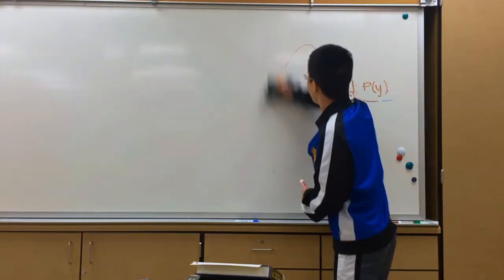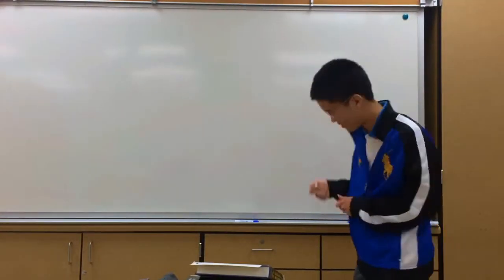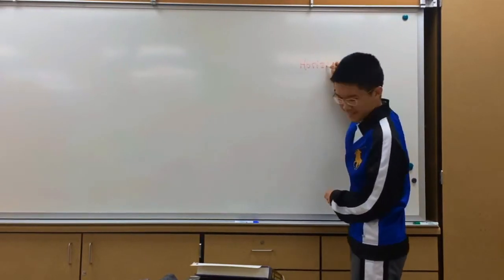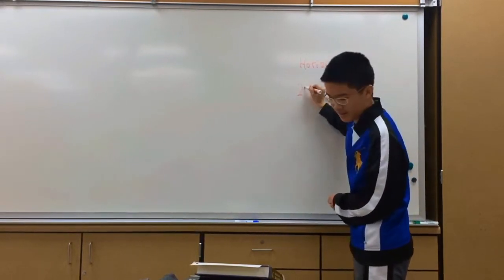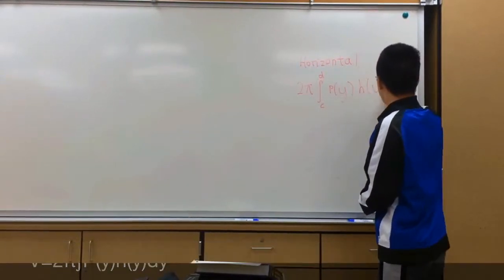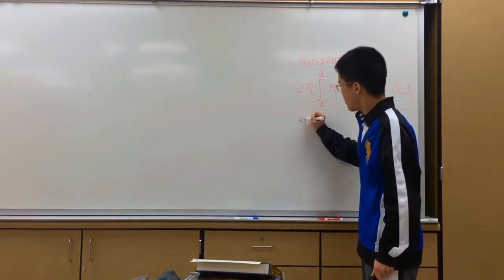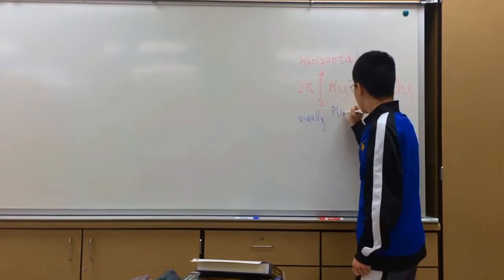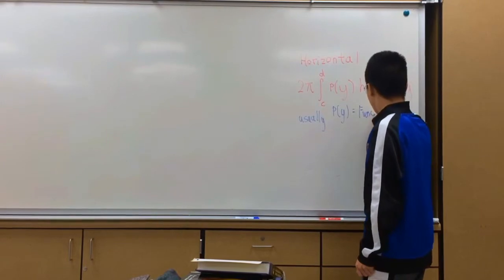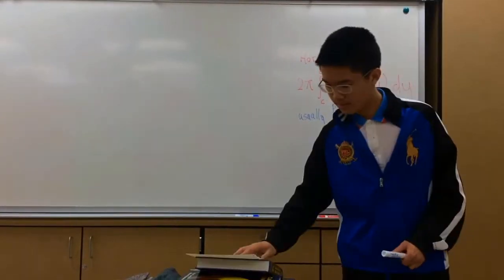As the width of the rectangles becomes infinitely small, we can use integration to find the volume of revolution according to this formula. With a horizontal axis of revolution, it's 2 pi times the integral from c to d of p sub y times h of y dy. Though p sub y and h of y may be dependent on your axis of revolution if it's not the x or y axis, usually p sub y is the function and h of y is simply equal to y.